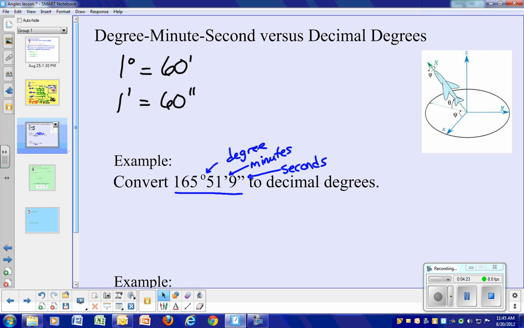I'm going to have you look at your calculator for a second. So if you need a minute, pause the video, find your calculator.